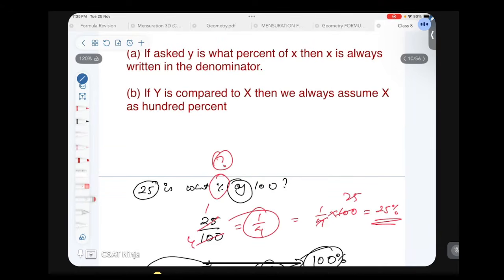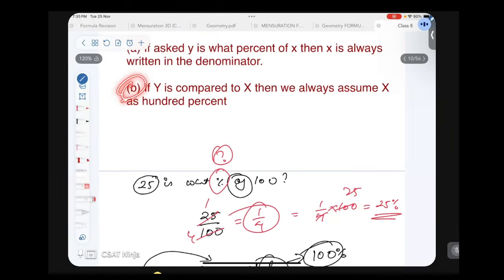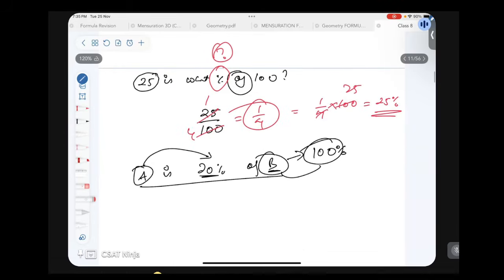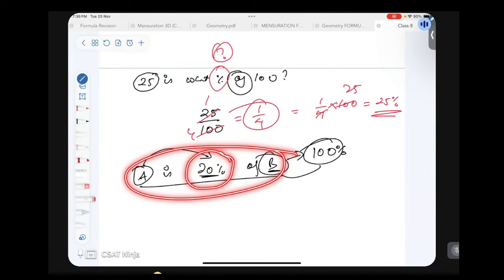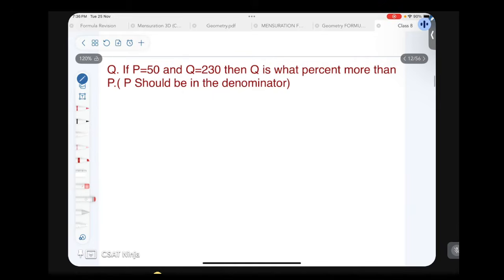Statement number 2 says that if y is compared to x, then we always assume x is 100%. We use this when the exact value or the number is not given. The statement will be given in terms of percentage and compared with the other one, and this value is also not given. That means this one will be 100% there. So with that in mind, let's try one question here.